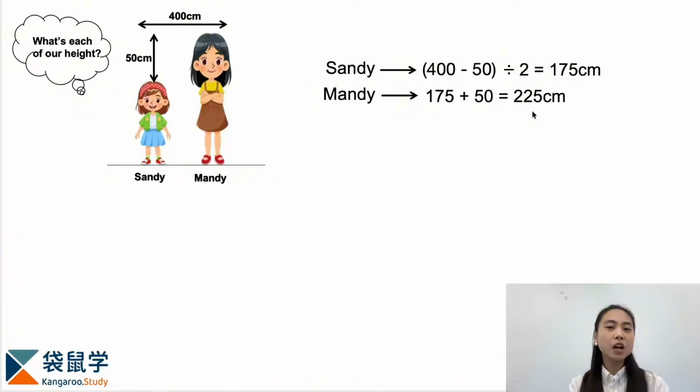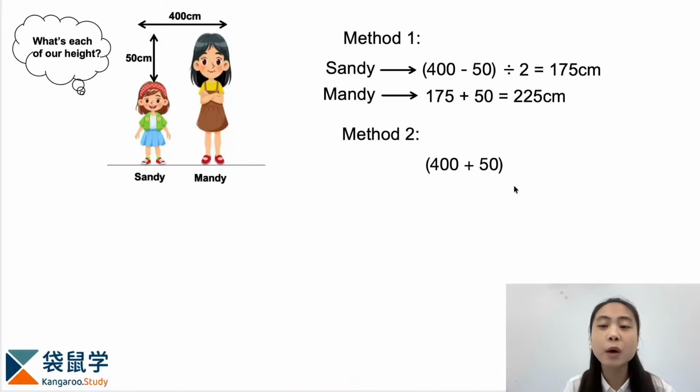And now, class, just like I mentioned before, we should make the 2 heights the same first, except for making Mandy have the same height as Sandy. Do we have other method that also can make the 2 heights the same? We can make Sandy have the same height as Mandy. So now we need to plus Sandy's height to Mandy's height. Then what will change about their total height? We can use 400 plus 50. So this is the second method. And then we divide it by 2 to get 225 centimeters.